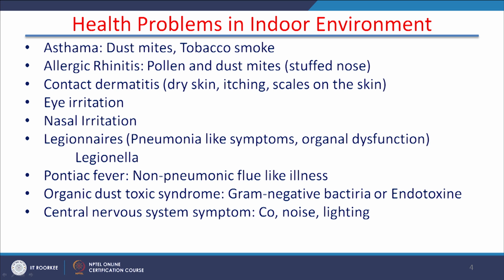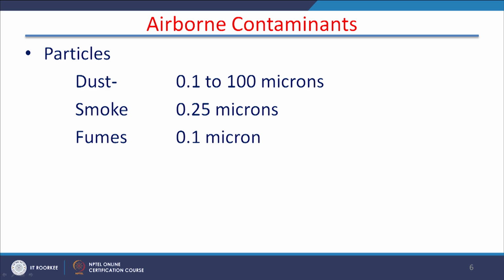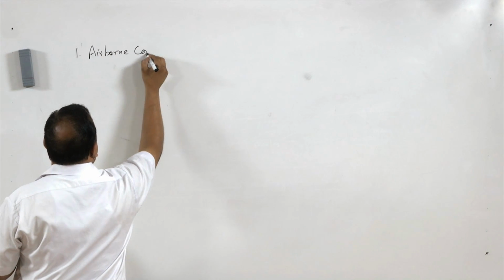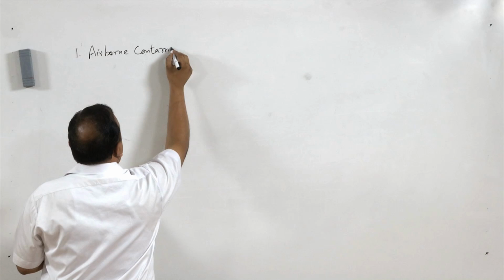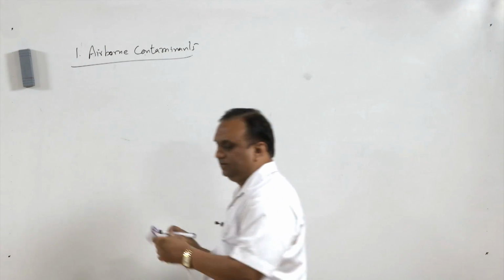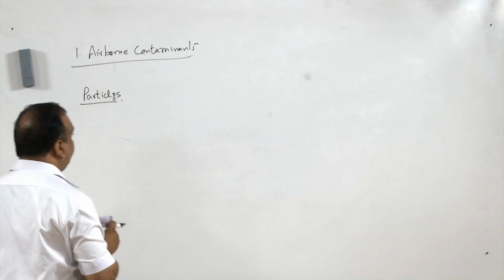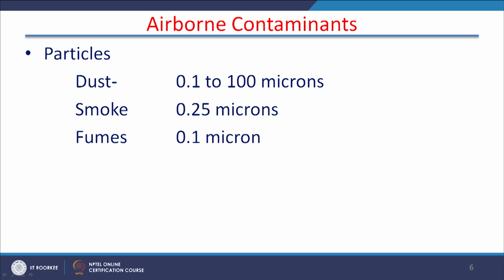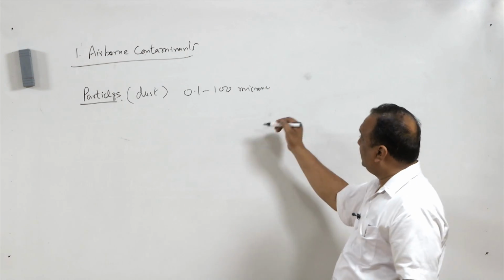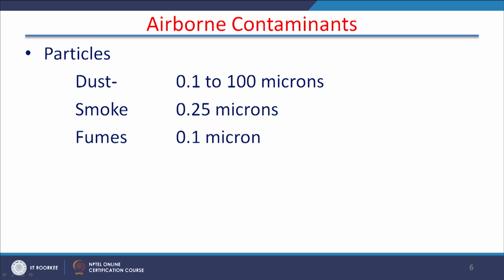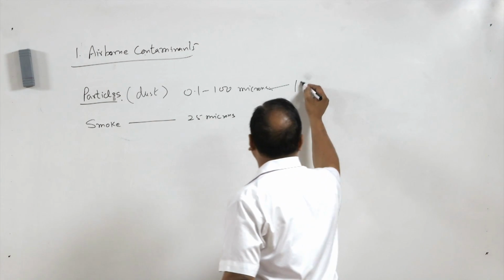Now there are a number of contaminants in the controlled environment which affect the environment health. Number one is airborne contaminants. Airborne contaminants are spread through the air. They are particles of dust, normally ranging from 0.1 to 100 microns. Smoke particle size is approximately 25 microns. A micron is 10 to the power minus 6 meter.